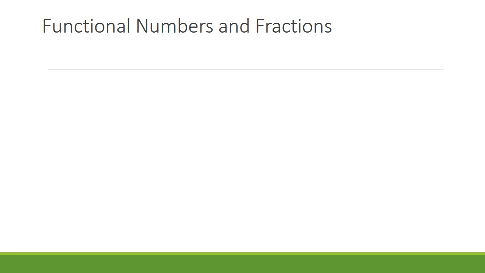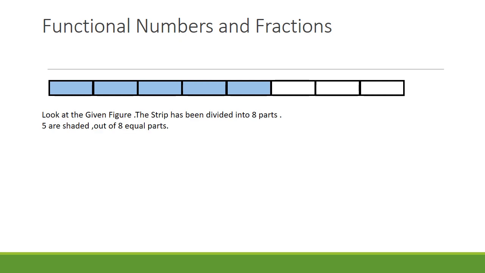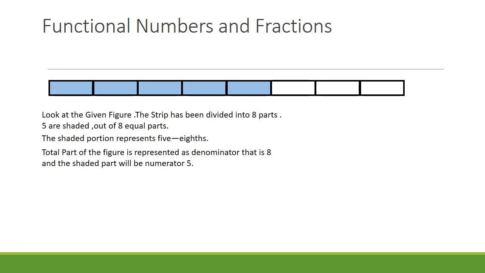Fractional numbers and fractions. We will understand this by a simple example. Look at the given picture. The strip has been divided into 8 parts. 5 are shaded out of 8 equal parts. The shaded portion represents 5 parts out of 8 parts. The total parts of the figure is represented as the denominator, that is 8, and the shaded part will be the numerator, 5. The number we denote is 5 upon 8.